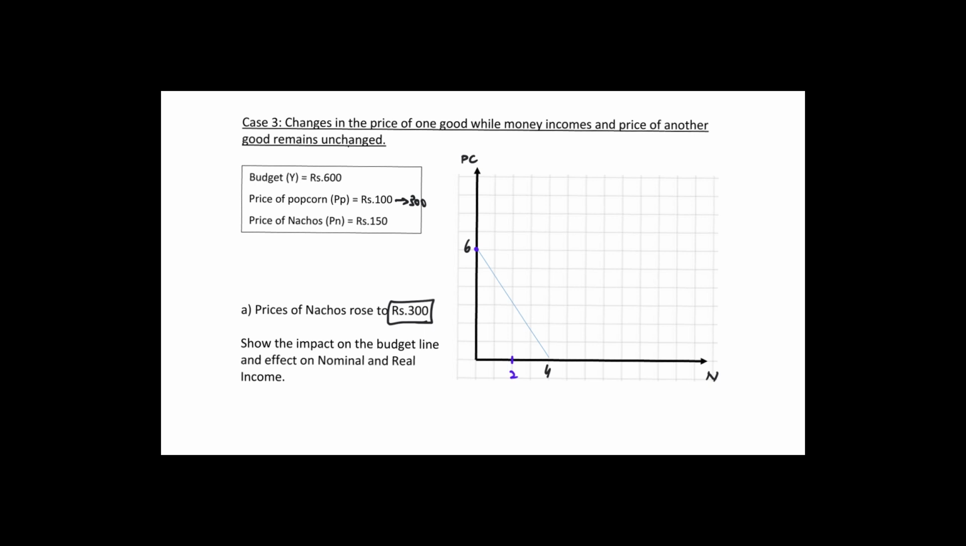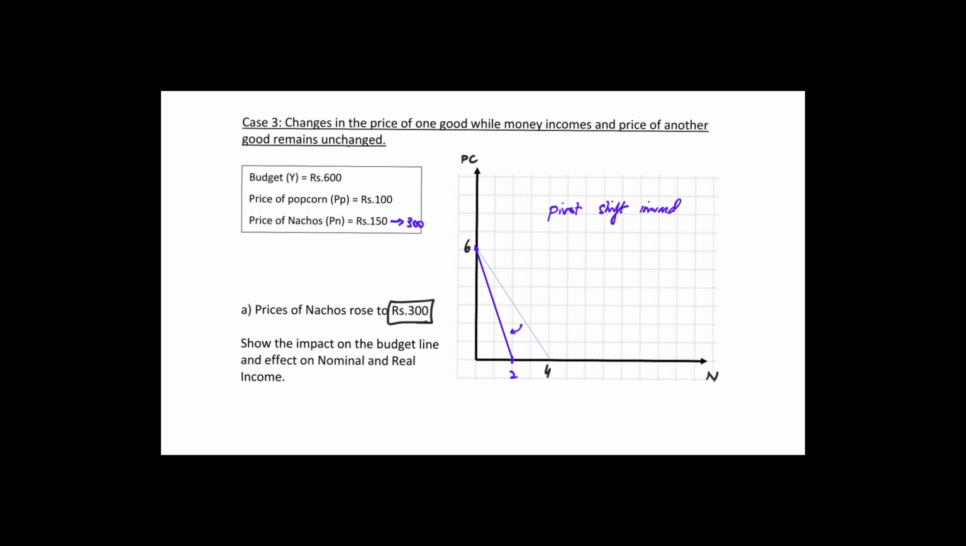No, I've done something wrong. 150. Yeah, the price of this did not change. So this is the same. This has gone over here. So as a result, I have my new budget line, which is like this. What do we call this? Parallel pivot in. It's a pivot shift inwards. If the price would have gone down, it would have pivot shifted outwards.